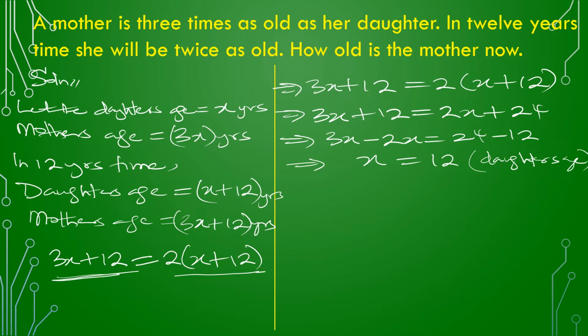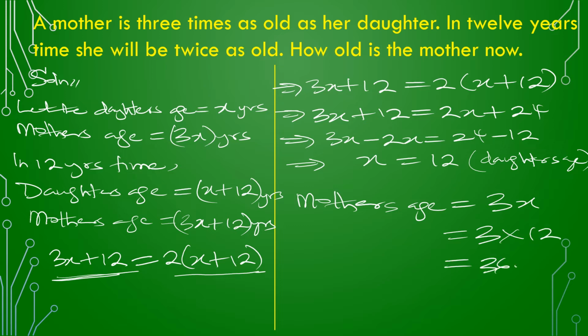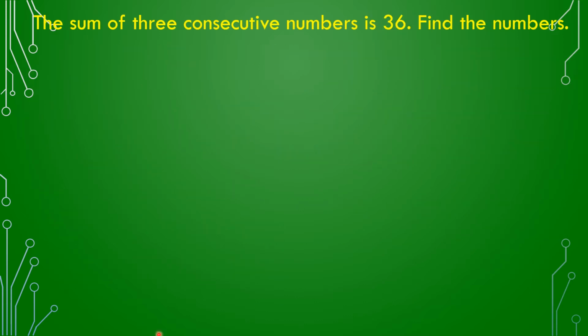Take note of that. But the question is saying, how old is the mother now? So if the daughter is 12 years, it means the mother's age, which is already 3 times the daughter's age, is going to be 3 times 12, which is equal to 36 years. So as easy as ABCD. So let's take the next question.